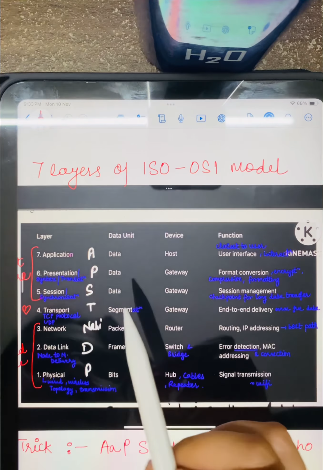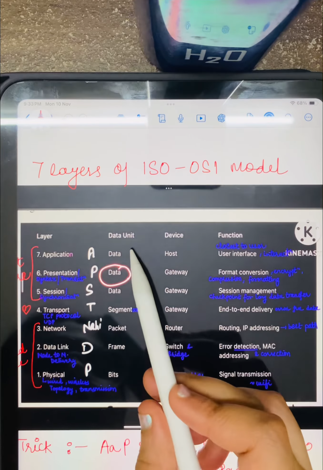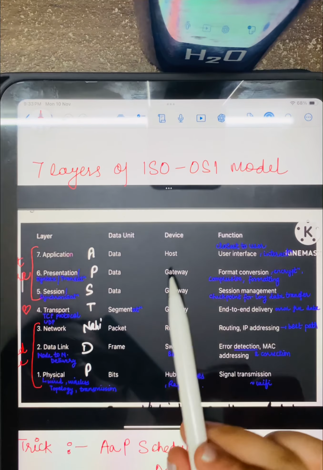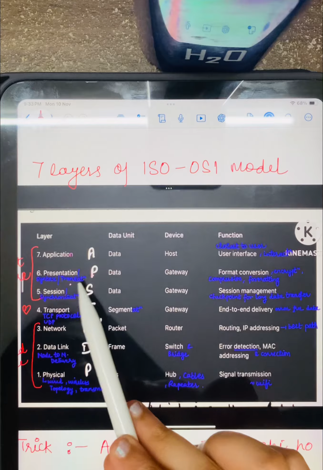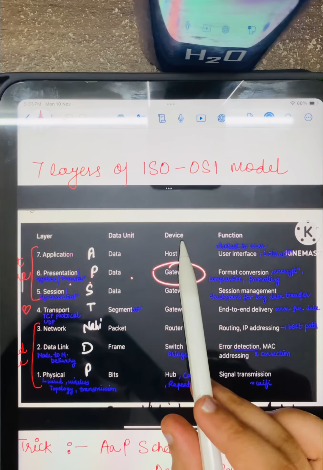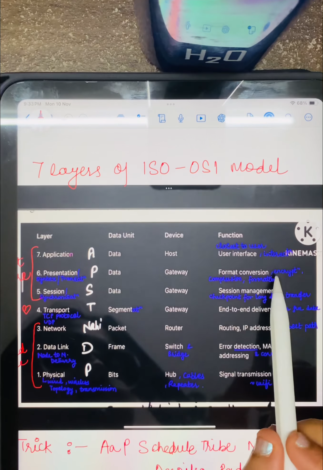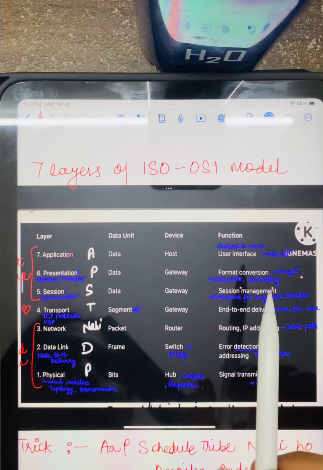Presentation or syntax or translation. Presentation, syntax and translation uses data unit as data. All of these are software devices. So where were we? Presentation, syntax, translation, data. Devices gateway. What is presentation function? Format conversion, encryption, compression, formatting.